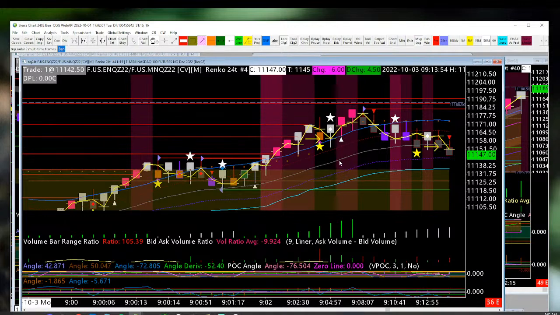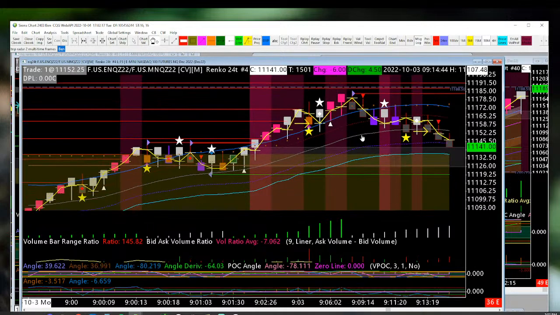Until you get another sign that bears are trapped. So let's see what happens. Do they go to the next triangle? Where's the next triangle that's been untested? This one. Let's see if they head down there. Yep.